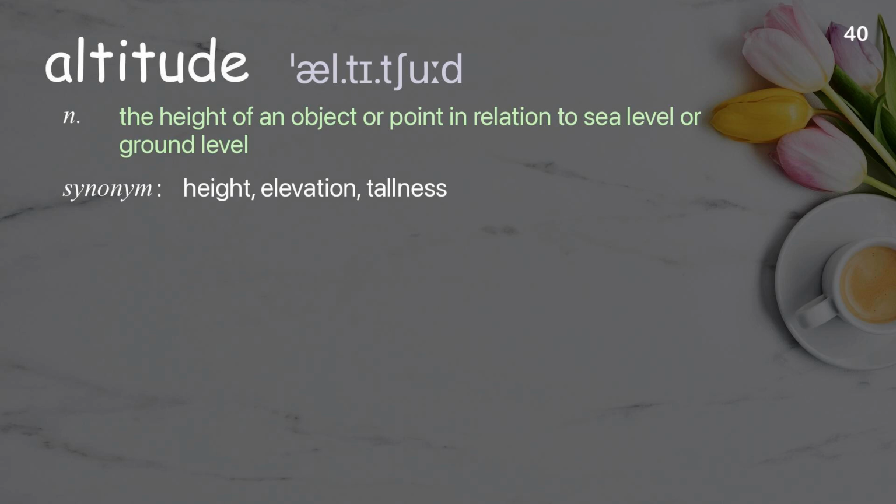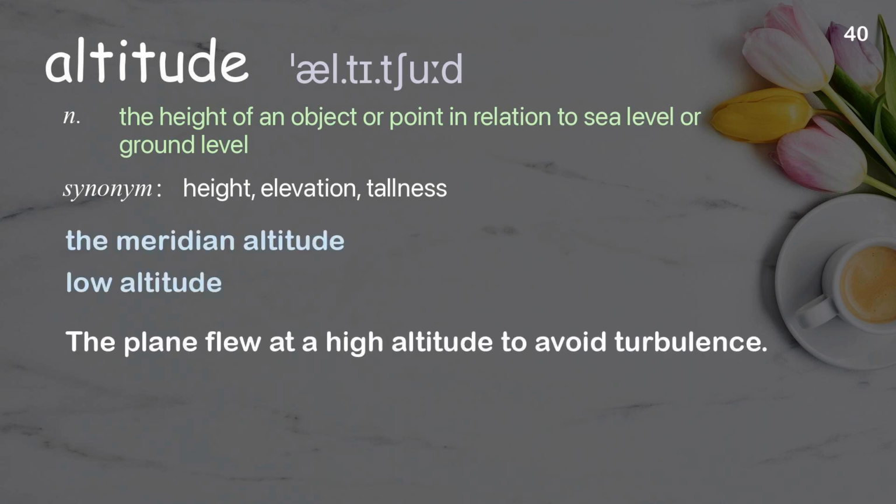Altitude. The height of an object or point in relation to sea level or ground level. Examples: the meridian altitude. Low altitude. The plane flew at a high altitude to avoid turbulence.